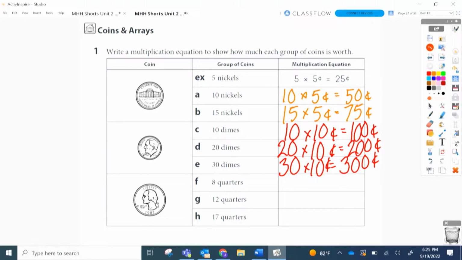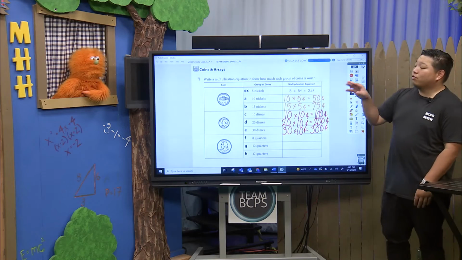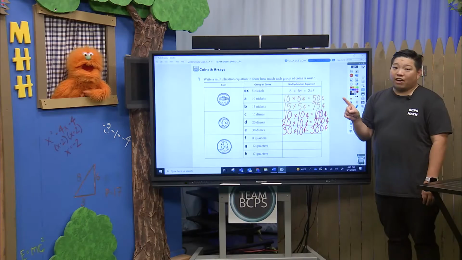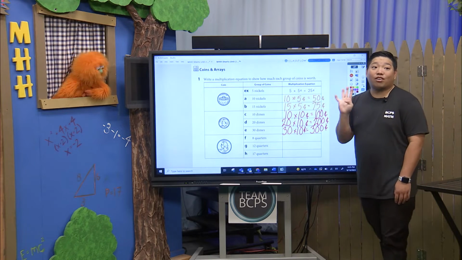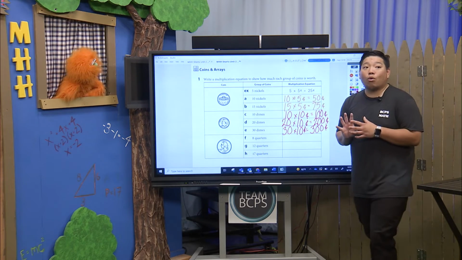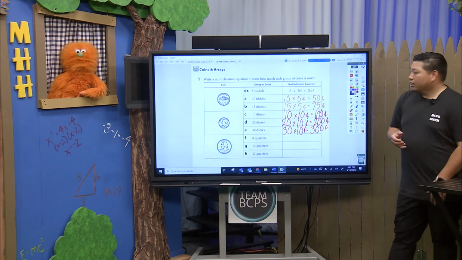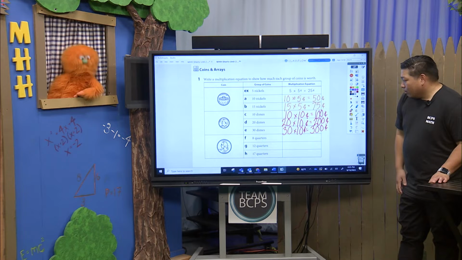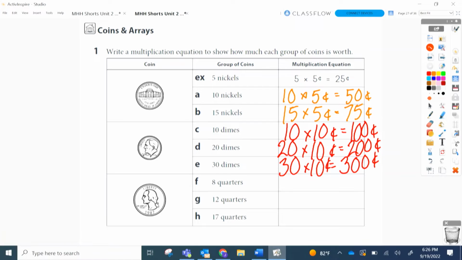All right, and quarters. It's a little tougher because we're looking at a group of 25 cents. But we do know that how many groups of 25 make 100? 4. 25, 50, 75, 100. So every 4 quarters we have equals $1. It's a great way of thinking about fractions too, which we're working on in 5th grade. So if you're ready for that. Yes. All right, let's go.